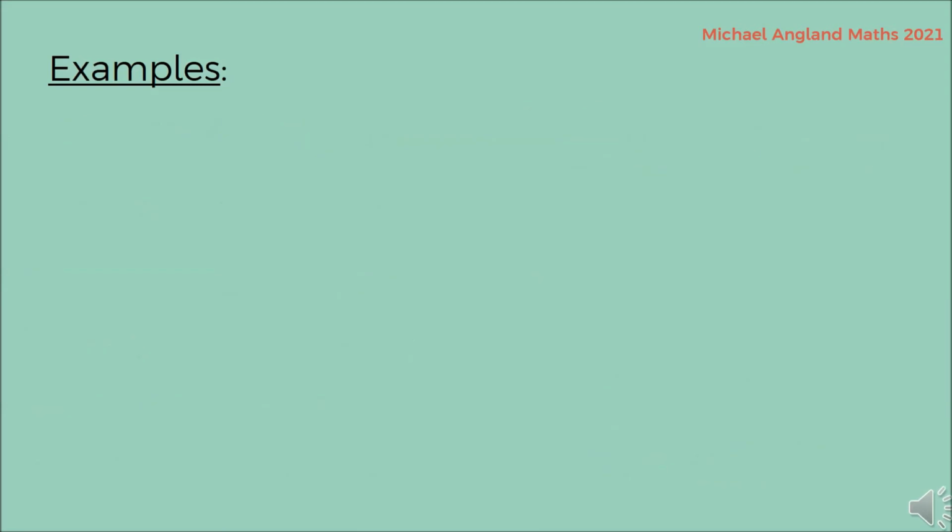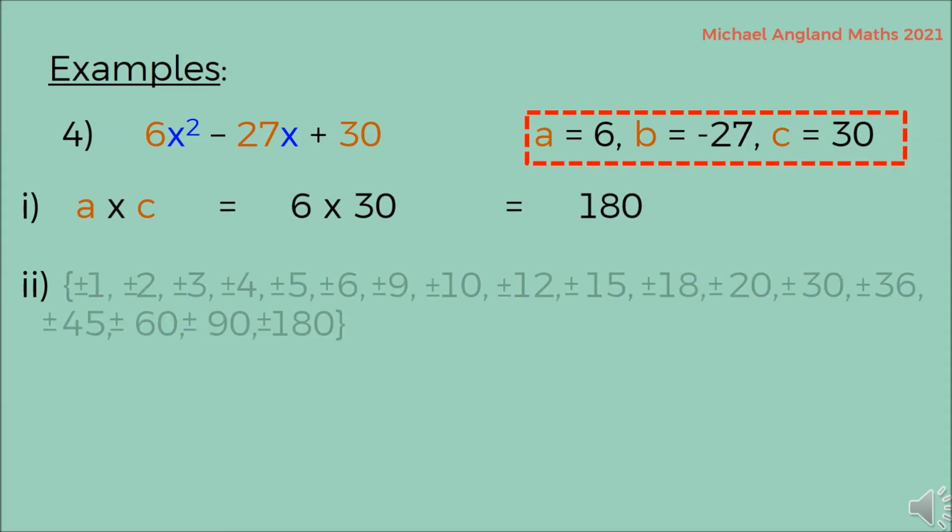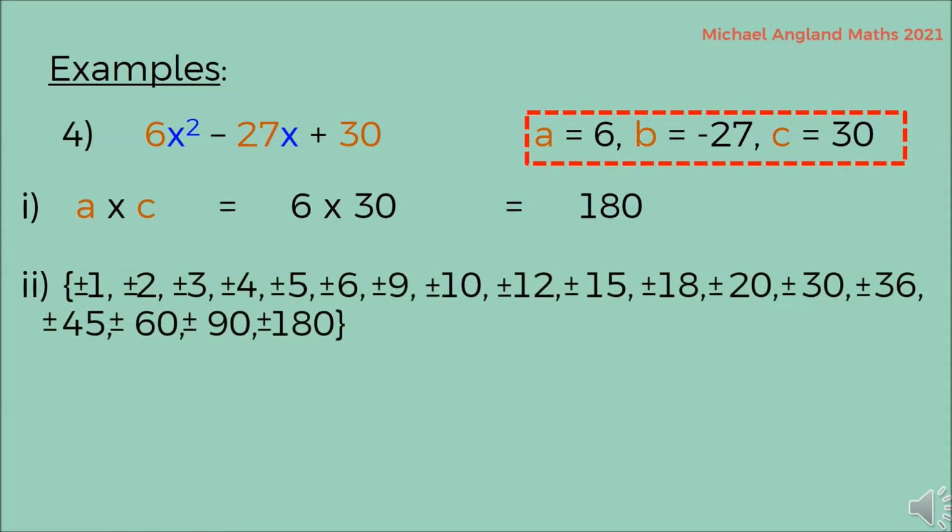Example number 4, 6x squared minus 27x plus 30. Here, a is 6, b is minus 27, c is plus 30. Now, step 1, AC, a times c is 6 times 30, which is positive 180. Step 2, look for the factors of 180.